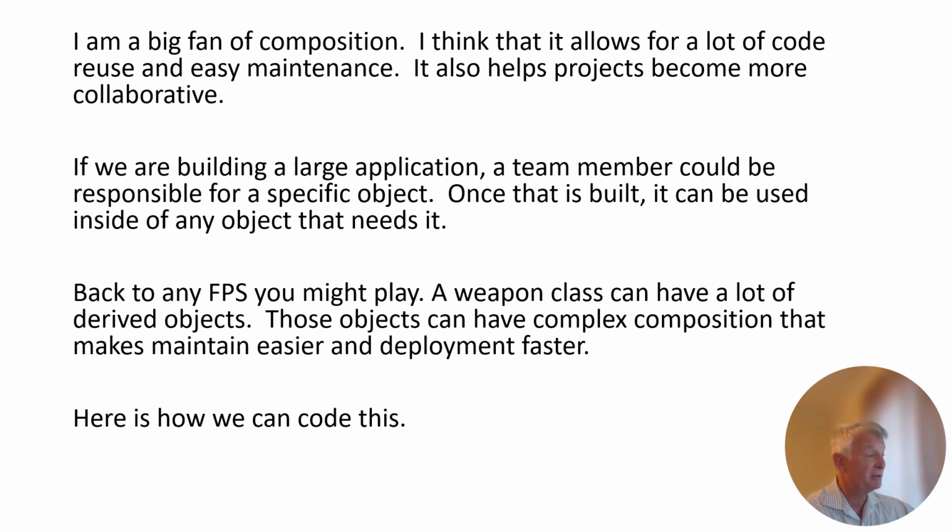Back to my first-person shooter thing. Any weapon class can have a lot of derived objects. Those objects can have composition that makes maintaining and development faster. So here's how we can code this. And I'm going to post this code for you. It'll be in a text file. I want you to copy and play with it. I'll show you on the last slide. We'll run through it really quick.